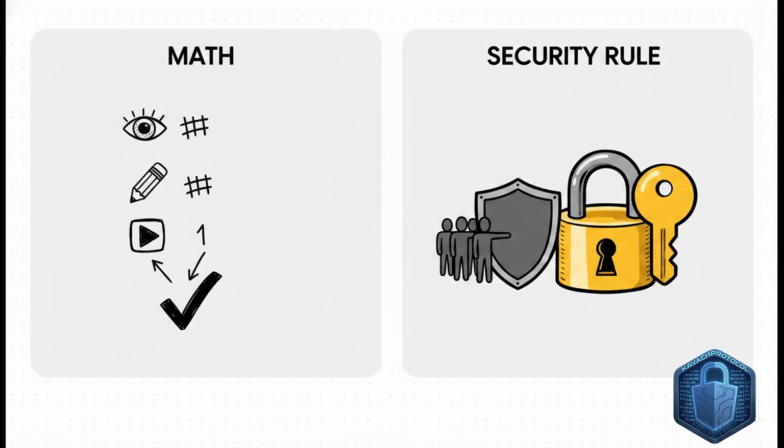To make managing these permissions a whole lot faster, Linux uses something called octal math. We just assign a number to each permission. Read is 4, write is 2, and execute is 1. You just add them together. So a 7 means 4 plus 2 plus 1, which equals read, write, and execute. Simple, right? How does this apply to the real world? Well, web server files are often set to 755.